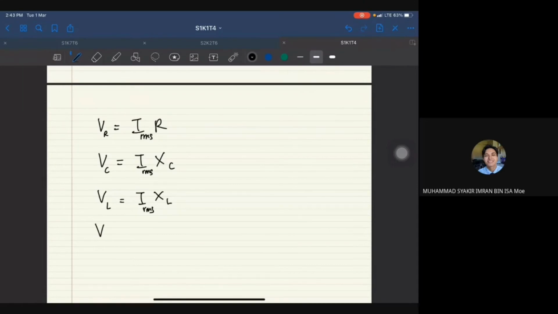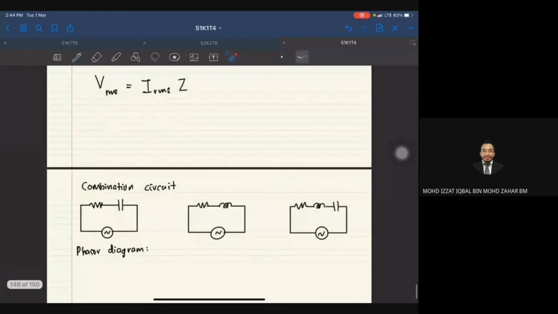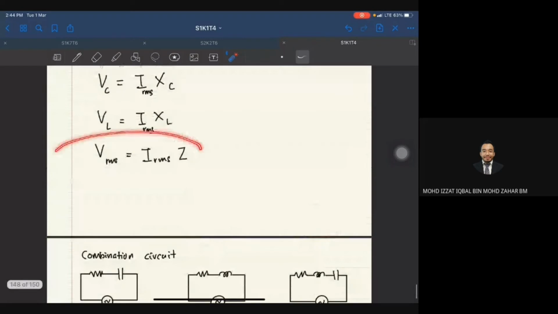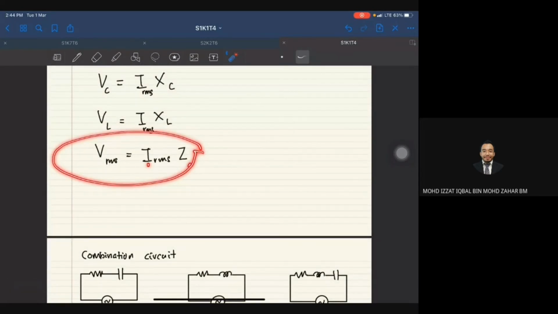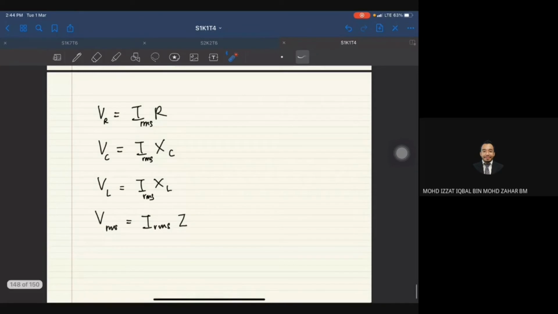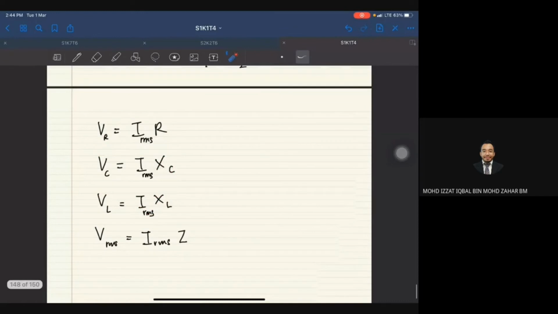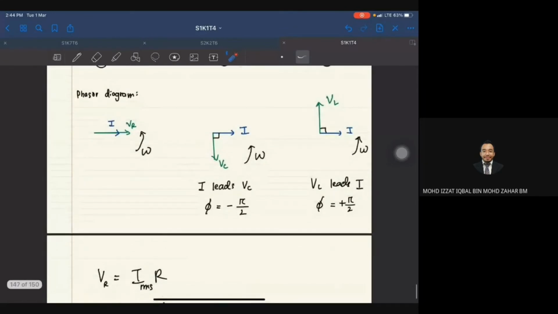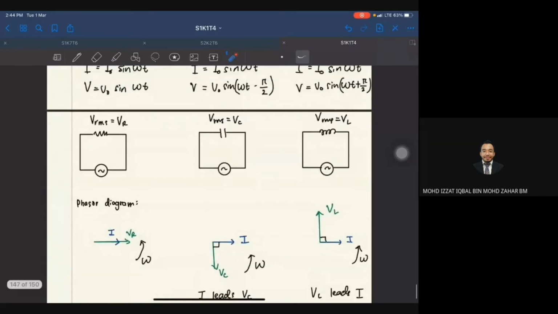Boleh, sir. Okay, kalau dia ada more than one component, dia akan jadi VRMS sama dengan IRMS Z. So, once you start more than one component, macam bawah ni, kita akan discuss lagi, like combination of RC, RL and RLC, straight away you have to write VRMS sama dengan IRMS Z. Okay, kalau ada more than one component, you straight away use this one. Kalau tak, kamu boleh pakai ini. Okay. Ini saya contoh, eh.